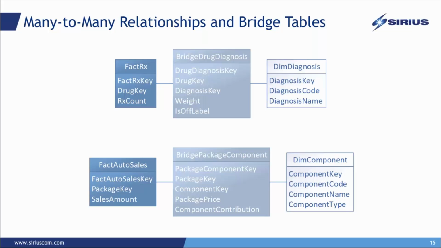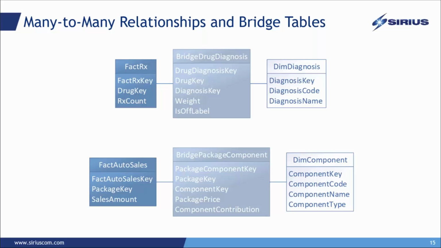And another nice thing is a lot of the semantic layers, like Analysis Services or Power BI, will have the ability to avoid this double counting. So you can do RX count by diagnosis, and it will count 100% of this for each diagnosis, but then when you do the total, it'll only total up from this table.